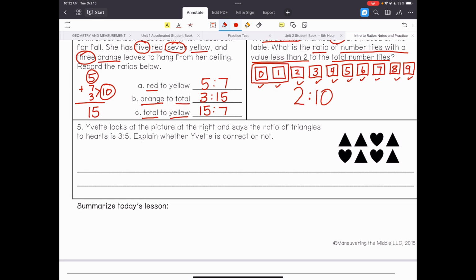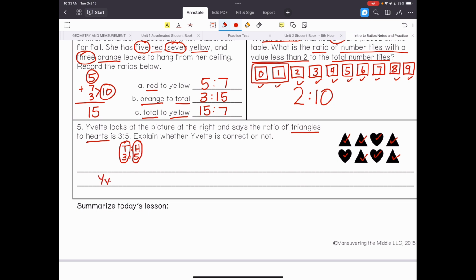All right, Yvette looks at the picture at the right, so over here, and says the ratio of triangles to hearts is 3 to 5. Explain whether Yvette is correct. So triangles to hearts, I can write T compared to H, and she says 3 to 5. So let's look over here. Triangles, 1, 2, 3, 4, 5. And then hearts, 1, 2, 3. So take a look at it. Triangles is matched up with 3, and H for hearts is matched up with 5.